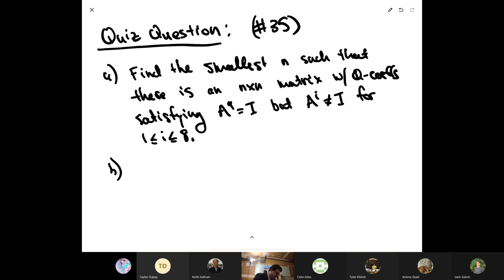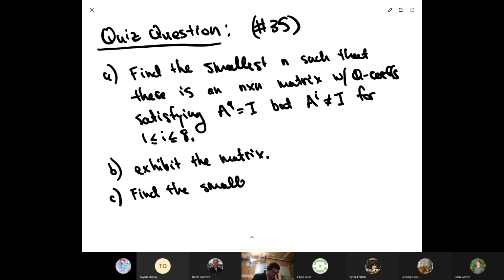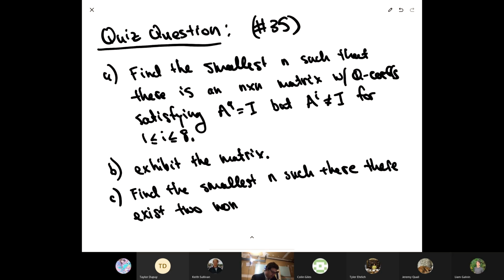Part B is to exhibit the matrix. And then part C is find the smallest n such that there exist two non-similar matrices A and B satisfying the same conditions.